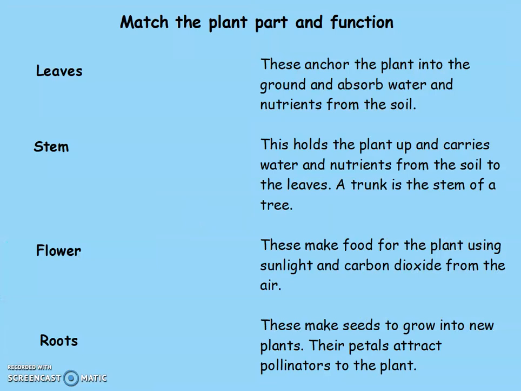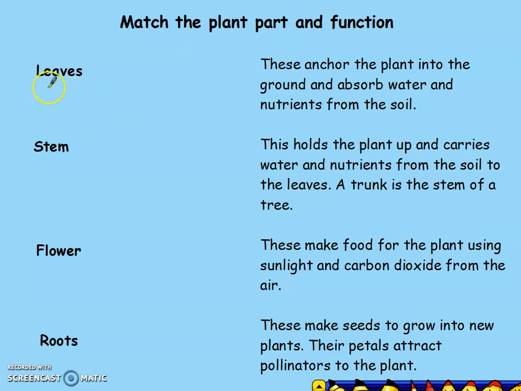Quick task here. We need to try and match the plant part and the function. So we've got the plant parts down this side and the functions on the other, and we need to draw some arrows to connect the part and the function.